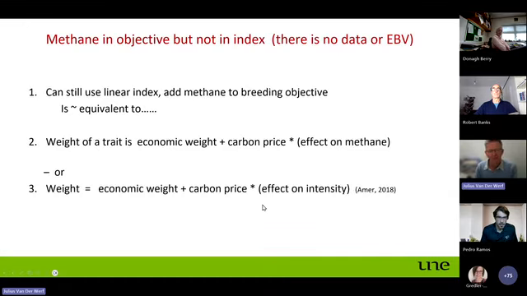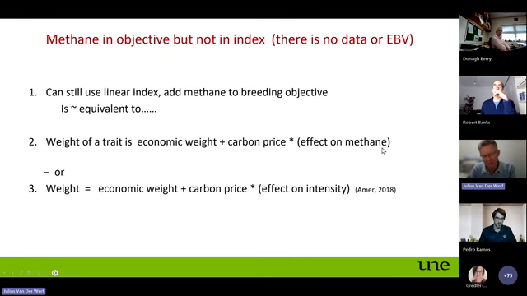Before we measured methane, some indexes had already been developed. They're called sustainability indexes, but they're actually not using any data on methane. So you can still put methane in the breeding objective and just not measure it, and then the EBV, if you know correlations, could be estimated from correlated traits. But what's more often done at the moment in quite a few dairy indexes is that the weight of a trait is an economic weight of the trait, and then it's adjusted by the carbon price times the effect of that trait on methane.